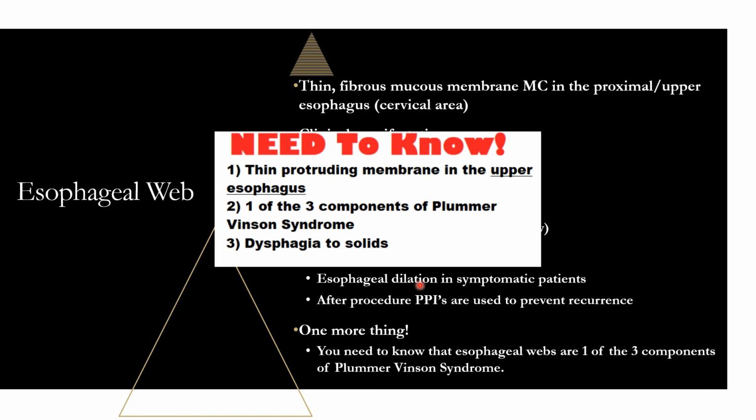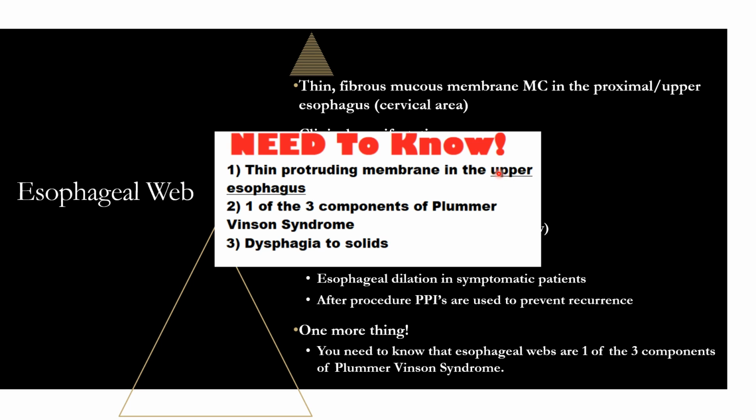So that's esophageal webs. Let's go over our 3 things that we need to know for esophageal webs. You need to know that it's a thin protruding membrane in the upper esophagus. You need to know that it's one of the 3 components of Plummer-Vinson syndrome, and you need to know that it's dysphagia to solids but not to liquids. So those are the 3 things that you really need to know.